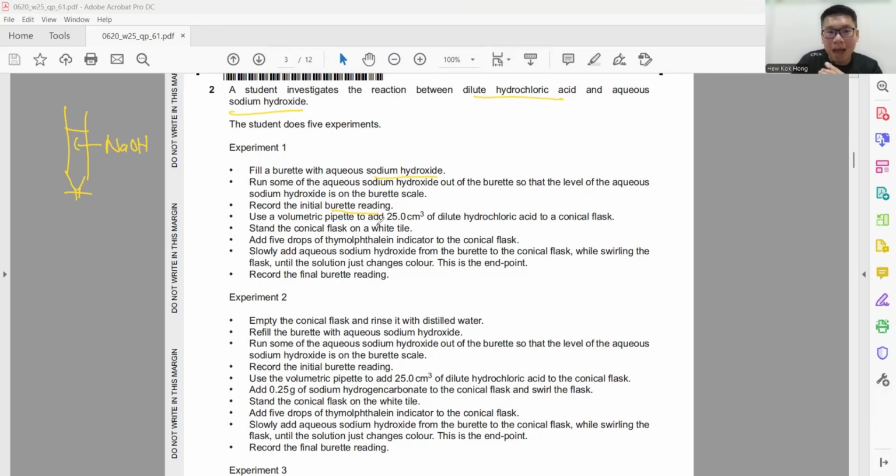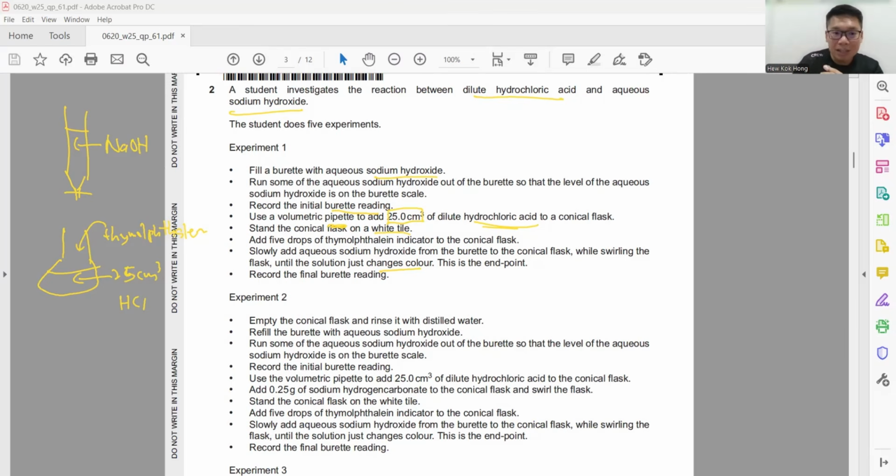And then use a volumetric pipette to add 25 cm3 of HCl. The burette is what we use to measure the changes in volume. But the pipette gives a fixed volume. That's why the HCl we put into the conical flask is confirmed 25 cm3. They put this on a white towel. The white towel is to ensure that we can see the change of color easily. Add 5 drops of thymolphthalein indicator, slowly add NaOH from the burette while swirling the flask until the solution changes color. This is the endpoint, and then record the final reading so we know how much volume of NaOH we are using.